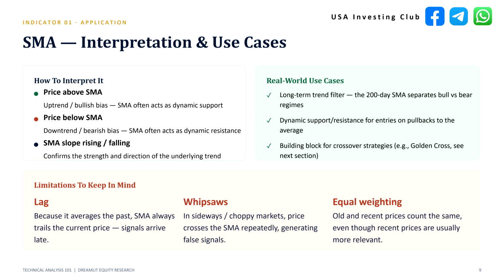But, and this is important, 3 real limitations to respect. Lag. Because it averages the past, the SMA always trails the current price, so its signals arrive late. Whipsaws. In sideways, choppy markets, price crosses the SMA repeatedly, throwing off false signals. And equal weighting itself. Old and recent prices count exactly the same, even though recent prices are usually more informative about what's happening right now. Keep these limitations in mind.